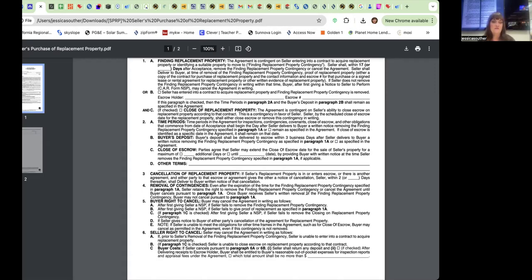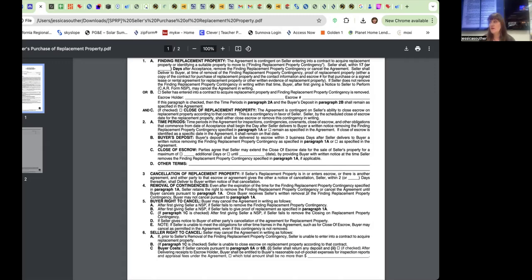C, if paragraph 1C is checked, remember 1C is the close. After first giving seller a notice to seller to perform, if seller fails to remove the closing on replacement property contingency. D, if seller gives notice to buyer of either party's cancellation of the agreement for replacement property. So if their replacement property falls out, they give the notice, the buyer can cancel it right away. Note, if seller is unable to meet the obligations for other timeframes in the agreement, such as the close of escrow, buyer may cancel as permitted in the agreement, even if the contingency is not removed.